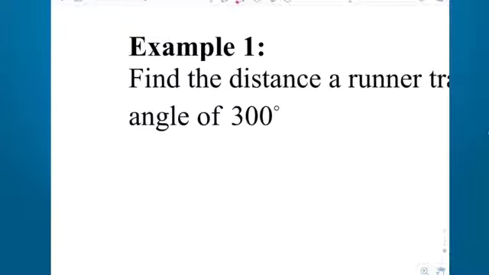I'm going to let you try it. Here's a hint. S equals R theta. Go.